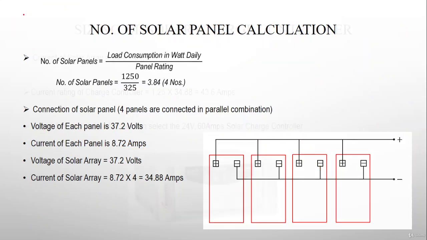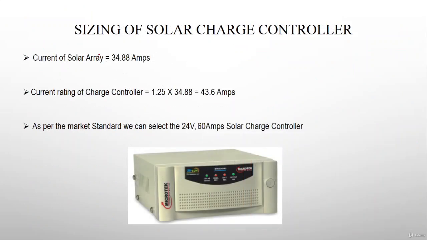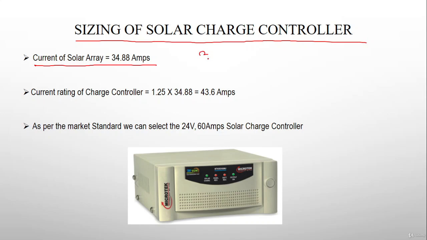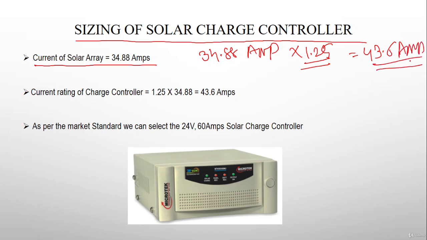So once we have connected the panels in the parallel combination, we can go for sizing of the solar charge controller over here. Basically, the current that we are feeding from the array to the controller is 34.88 ampere. So we just multiply this value by 1.25 as a design margin, and we get an answer of 43.6 ampere. Whichever solar charge controller, according to the market condition, is near about these ampere ranges, we can easily select over here.